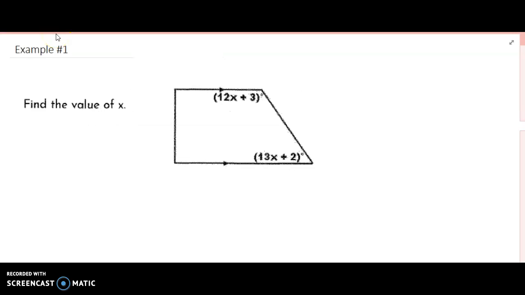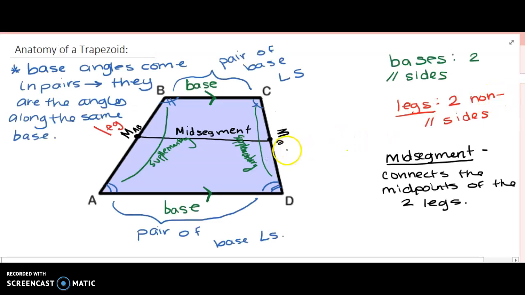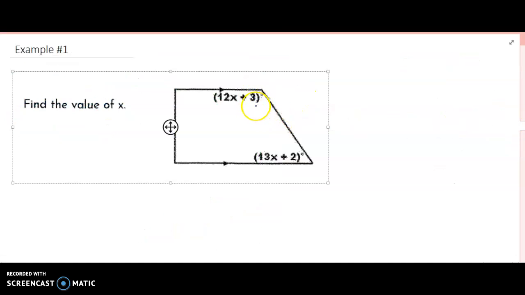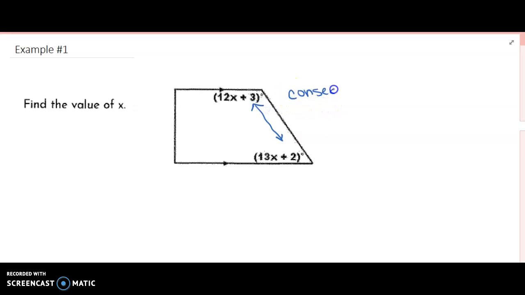All right, let's look at example 1 now. If we go back to when I did the anatomy of a trapezoid, remember I said that angles along the same leg are supplementary because they are consecutive interior angles, okay? So these are consecutive interior angles, and because these are parallel, I know they are supplementary. So if they're supplementary, that means they add to 180.